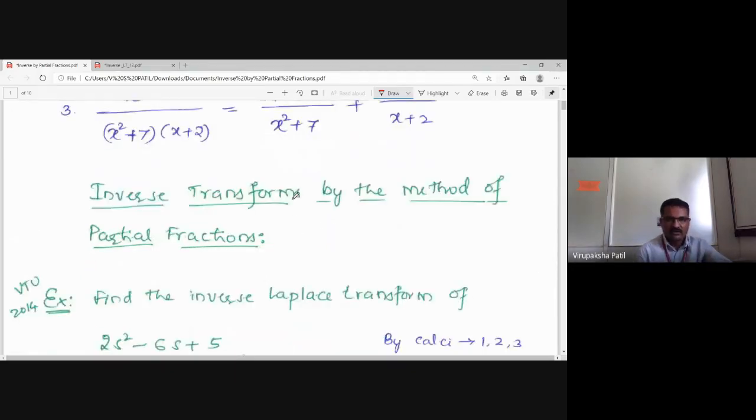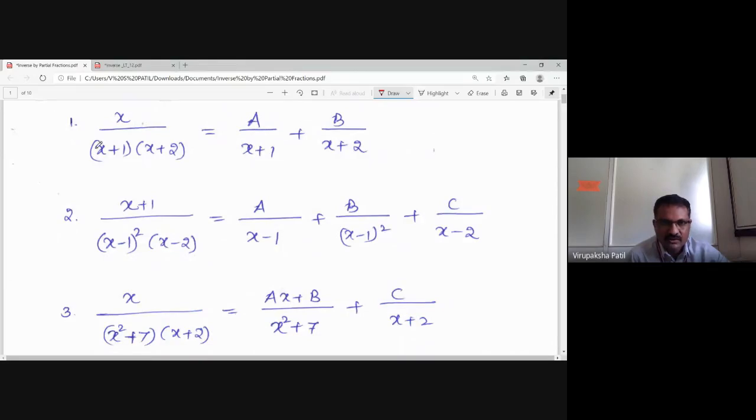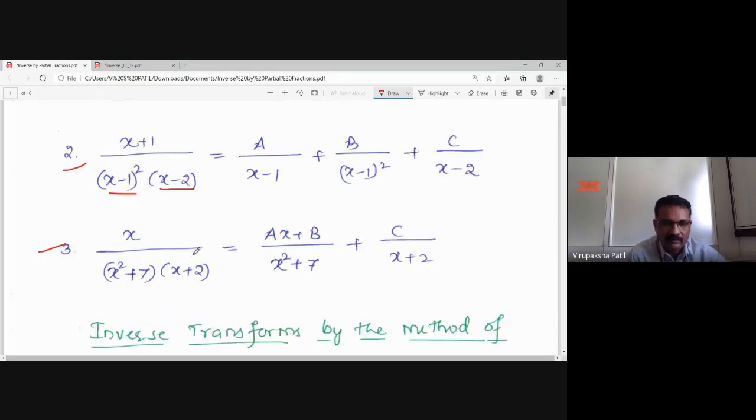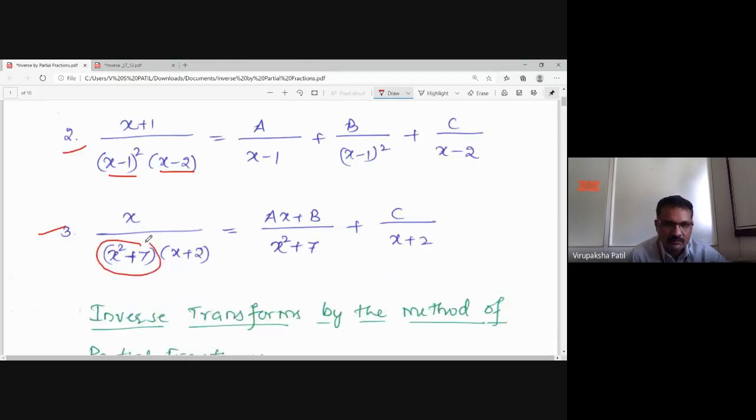Next, see here. Now, calculating the inverse transform by the method of partial fractions. These 3 rules, please remember this rule, this rule, this rule: non-repeated linear factors, repeated linear factor, and a combination of repeated linear factor and non-linear factor, or you can say non-linear factor and linear factor. And this one is where one term cannot be factorized, either repeated or non-repeated, and one term will be a linear factor in such a case.